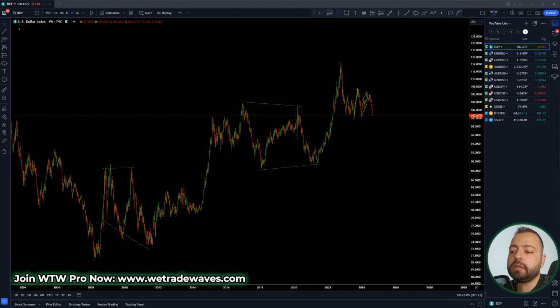Anyway, for DXY, this is the dollar index, guys. This is the weekly chart, and now we'll see what the market is giving us and where we are in the bigger picture. This was the low, the start of the structure, the start of the trend. We've got this up wave.